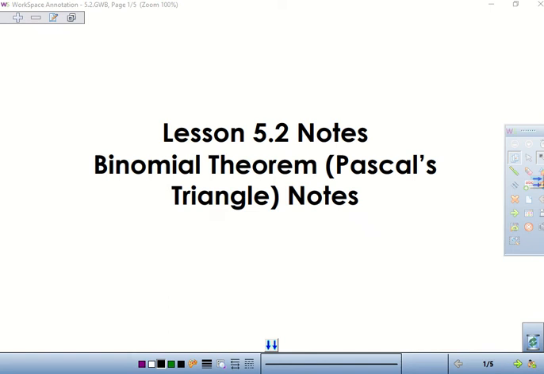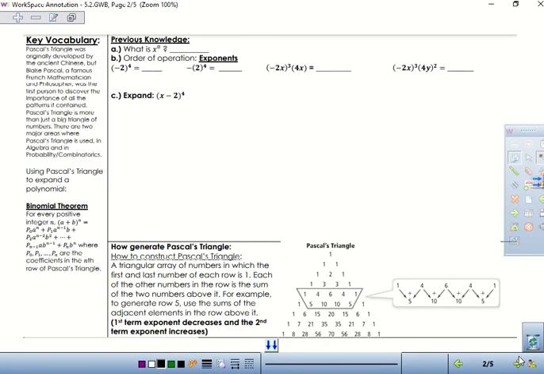Alright, so today we're going to be doing 5.2, which is binomial theorem, or Pascal's triangle. So Pascal's triangle was originally developed by the ancient Chinese, but Blaise Pascal, a famous French mathematician and philosopher, was the first person to discover the importance of the patterns it contained. Pascal's triangle is more than just a big triangle with numbers. There are two major areas where Pascal's triangle is used. It's used in algebra and also probability and combinatorics.